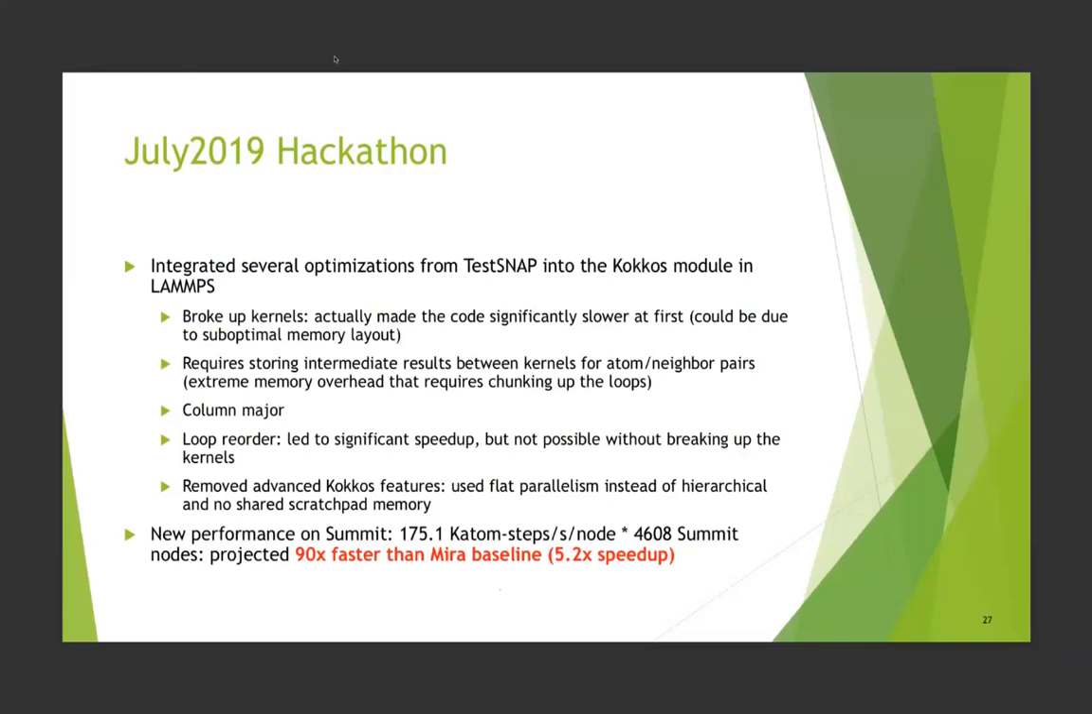And so we did benchmarking, as I mentioned before, on Summit. Previously we were 17x faster than the baseline. And the new code after the end of the hackathon was 90x faster than the Mira baseline. So we got a little over 5x speed up by taking the optimizations in test snap and putting them into the Kokkos version in lamps. Next slide, please.